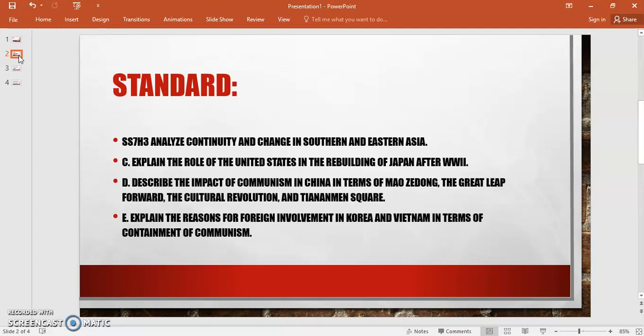So these standards are, we are still under Analyze the Continuity and Change in Southern and Eastern Asia. Learning Target C is I can explain the role of the United States in the rebuilding of Japan after World War II. Learning Target D is I can describe the impact of communism in China in terms of Mao Zedong, the Great Leap Forward, the Cultural Revolution, and Tiananmen Square. And E is I can explain the reasons for foreign involvement in Korea and Vietnam in terms of containment of communism. So two very big things we're focusing on are the rebuilding of Japan and communism in its various forms in Southern and Eastern Asia.